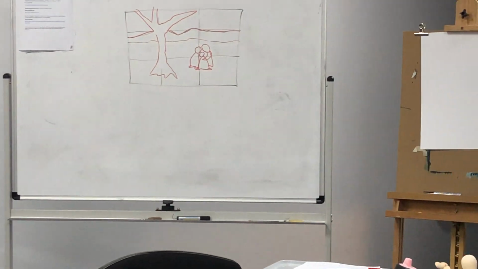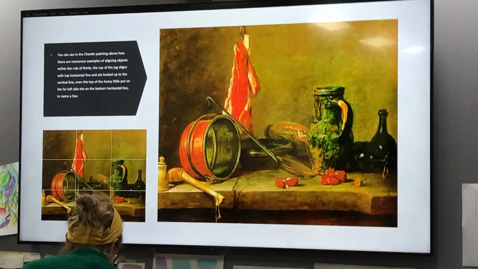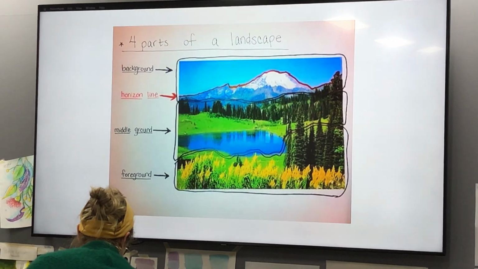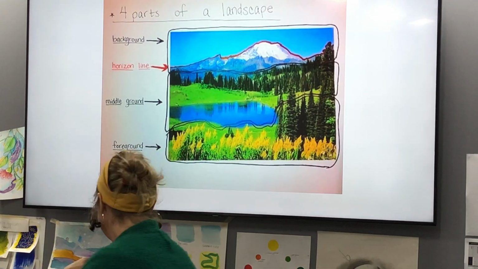Okay, let's have a look at this one. The grids are kind of good to upscale things as well. Oh yeah, for scaling. That's a really good one.